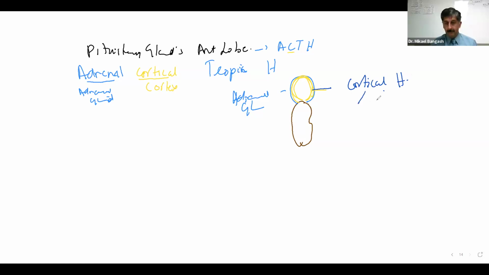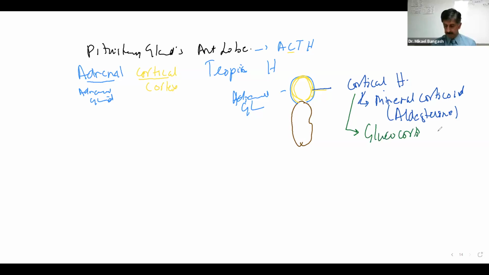Which are mainly two major hormones. One is what we can call the mineralocorticoid. Yesterday we mentioned a fellow, aldosterone. Another hormone produced by the adrenal cortex under the influence of adrenocorticotropic hormone can be what we call glucocorticoids. An example for this could be something like cortisol.